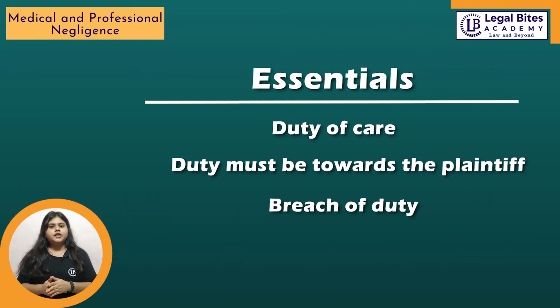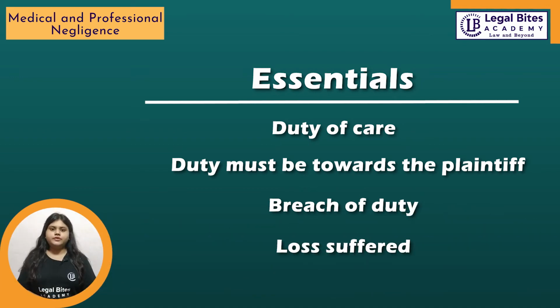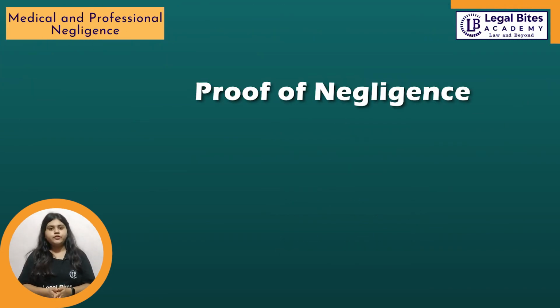Our next essential is breach of duty. Breach of duty occurs if the professional's assistance didn't reach a reasonable level for someone in their position. Our next essential is loss suffered. The loss suffered as a result of professional negligence may be in the form of loss of health or financial loss.